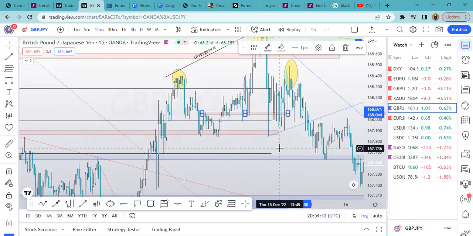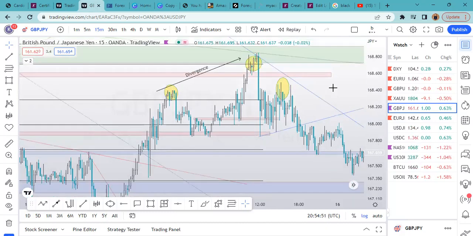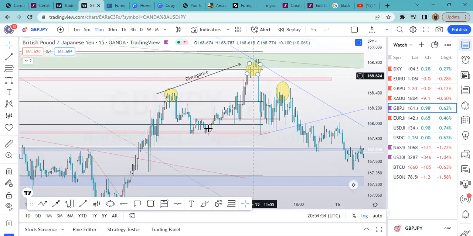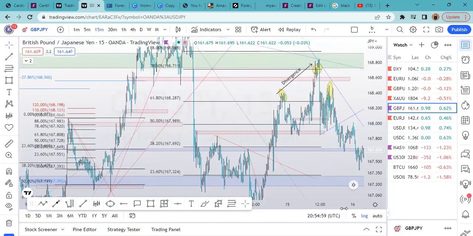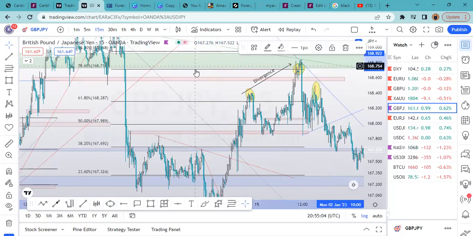Also coupled with your understanding of the session, you know that New York and all those things, you know how to use the time session that you are in. So price came back to this area of 4-hour zone again, and this is a supply level. You know that now this is sellers area.